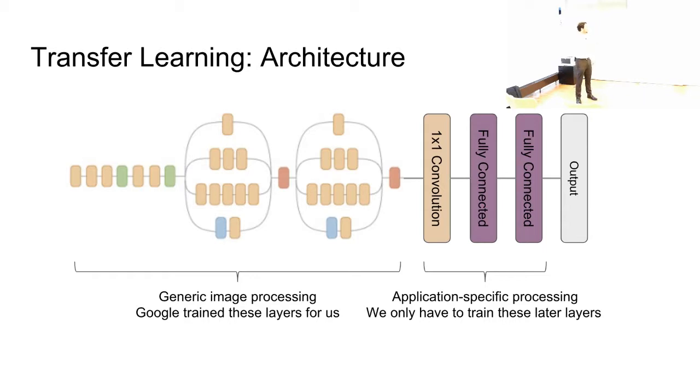So all we're going to do is we're going to take this prefix and then we're going to tack a couple of little layers for our own application on. So we only have to train this little bit, and we're going to use this huge thing that Google already trained for us. So that way we can hopefully get away with much less training data than we would need if we started from scratch. So how does this work?